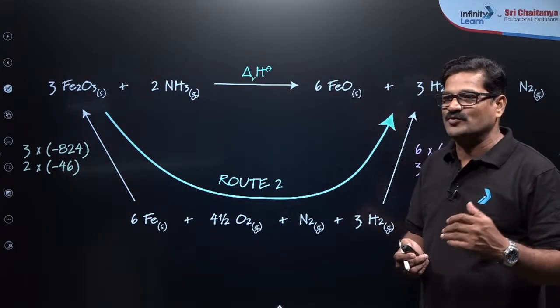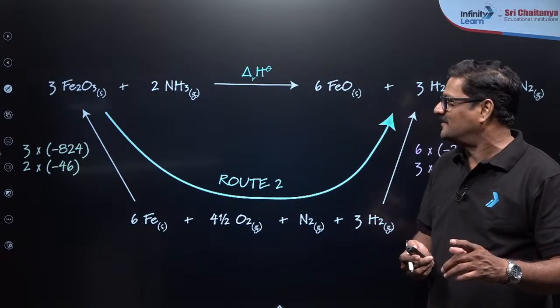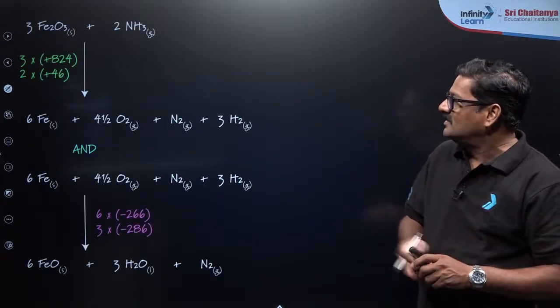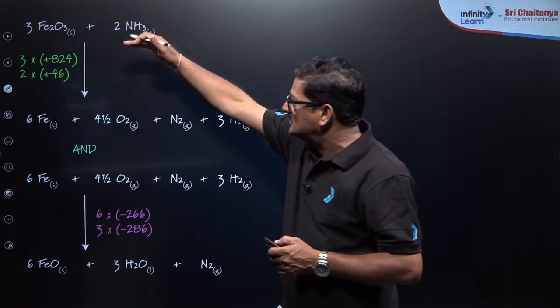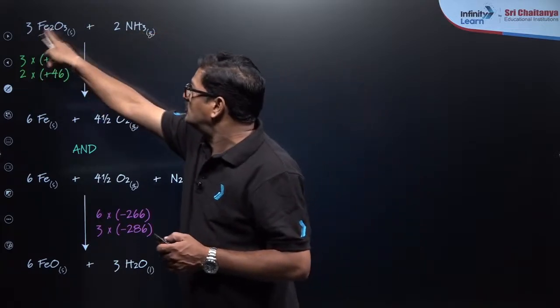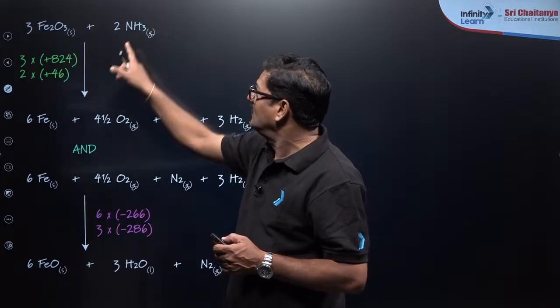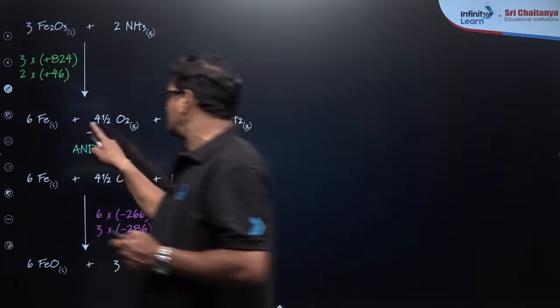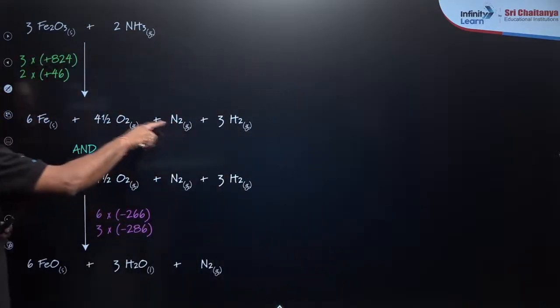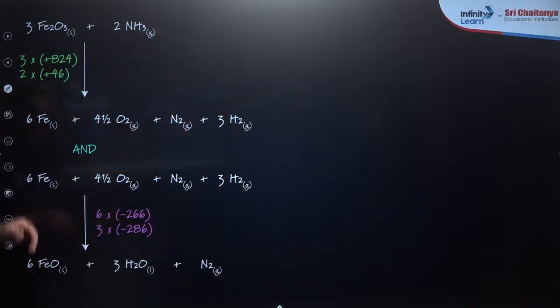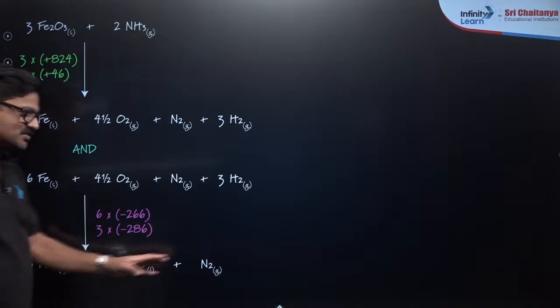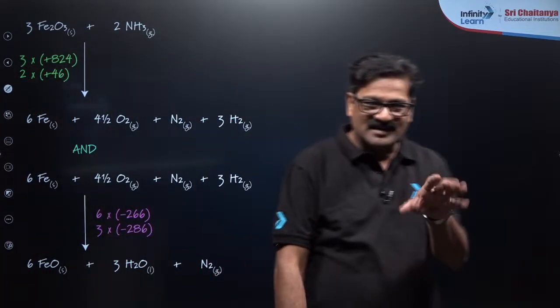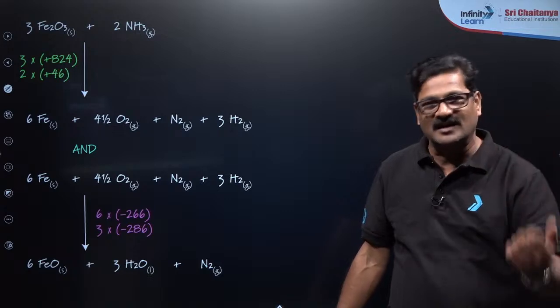Betu, you got minus 110 or plus 110? Let us see here, the calculation part. Fe2O3 plus 2NH3. So 3 into Fe2O3 का data दिया ना, and 2 into NH3 का data दिया ना. So you are going to see Fe plus 4 and a half O2 and N2 plus 3H2, and 6 Fe plus 4 and a half, means 6 into 266, 3 into minus 286. So that FeO plus H2O plus N2 is formed. Simple, एक ही chemical reaction टुकड़ा टुकड़ा करके अलग अलग रख ले.